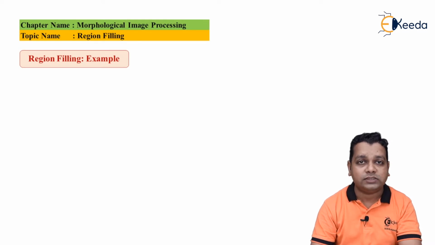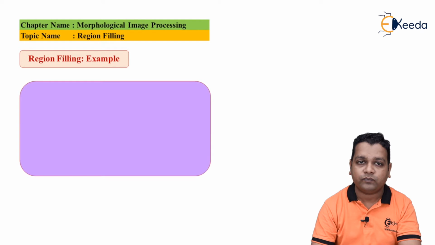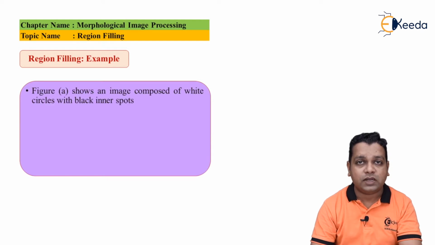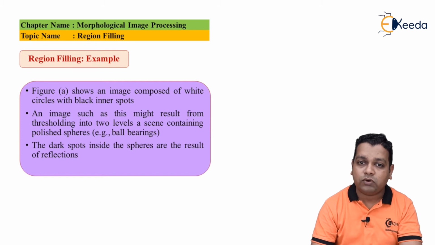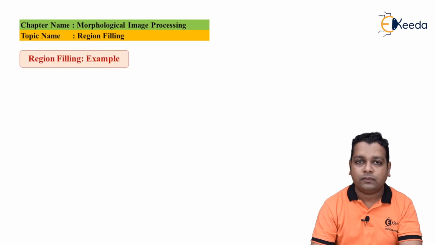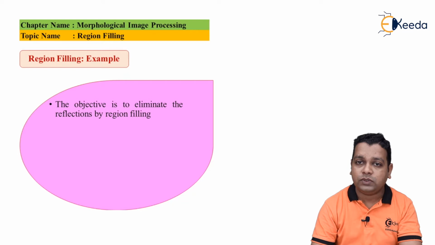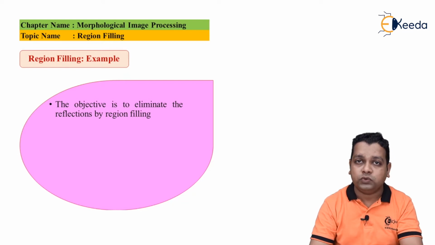So let us address one example under the heading region filling. We shall visualize a figure in which a part shows an image composed of white circles with black inner spots. An image such as this might result from thresholding into only two levels a scene containing polished spheres, for example ball bearings. The dark spots inside the spheres are the result of reflections. The objective here is to eliminate the reflections by the use of region filling.